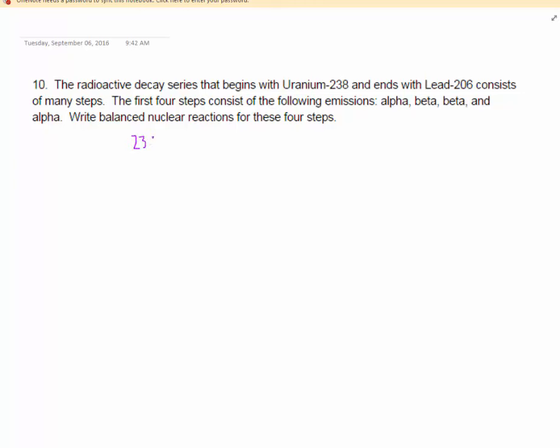So 238, 92 is uranium, and we say the first decay it goes through is an alpha. So you should know at this point, and certainly for the test, that an alpha particle is 4/2 helium. And so remember, these need to equal out, so 4 plus what would equal 238? That would be 230. Oops. Let me erase that.